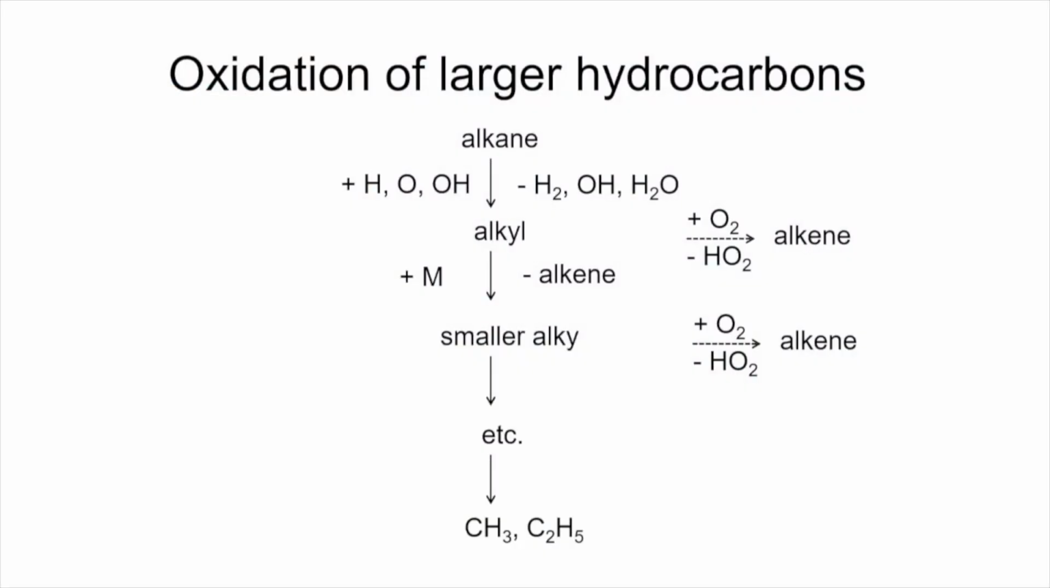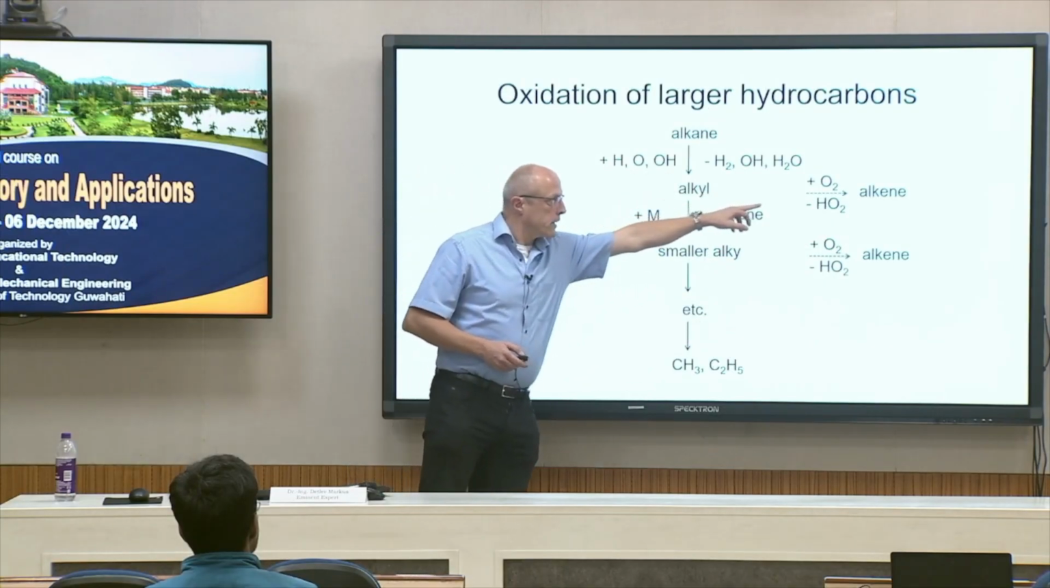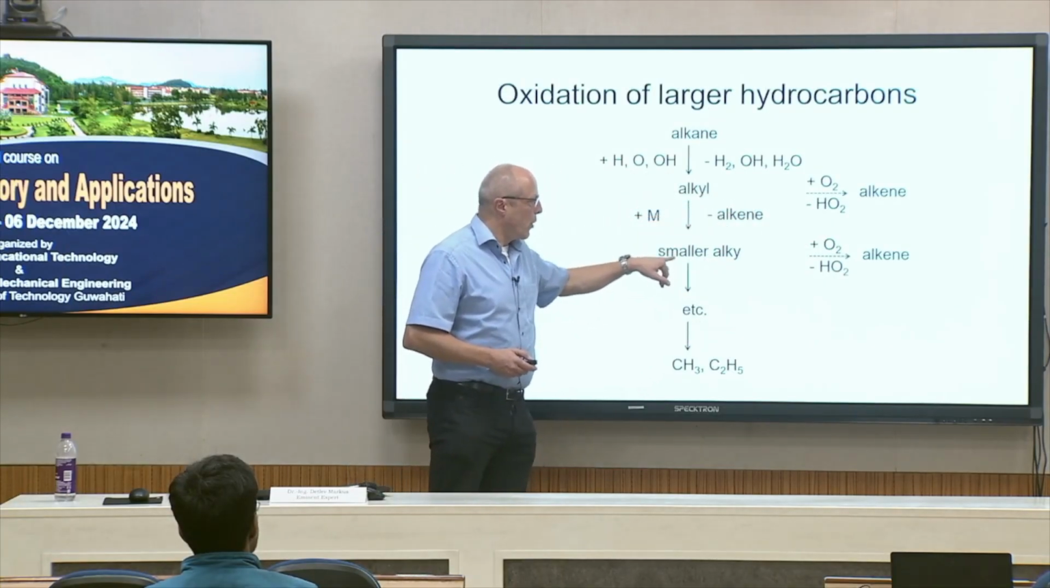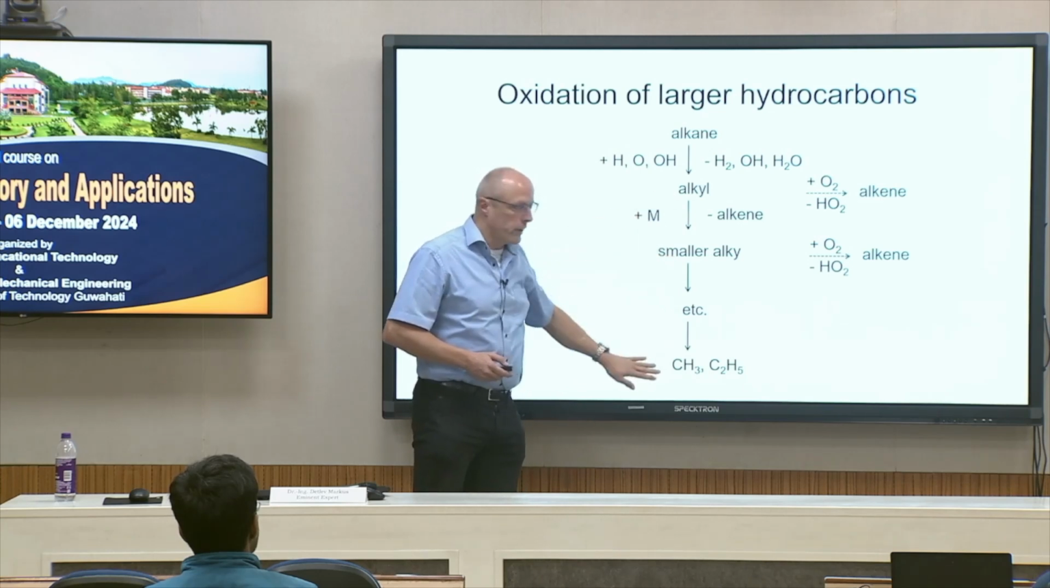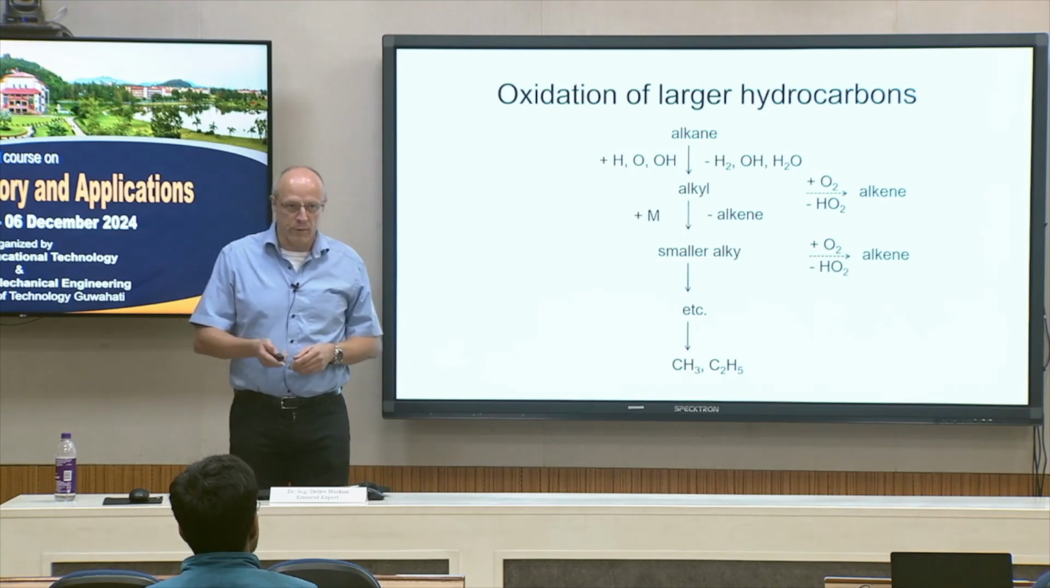So here we see the pathway again. So we start with an alkane, we get an alkyl radical which decomposes, giving alkenes and smaller alkyl radicals and so on, and finally we yield CH3 and C2H5.